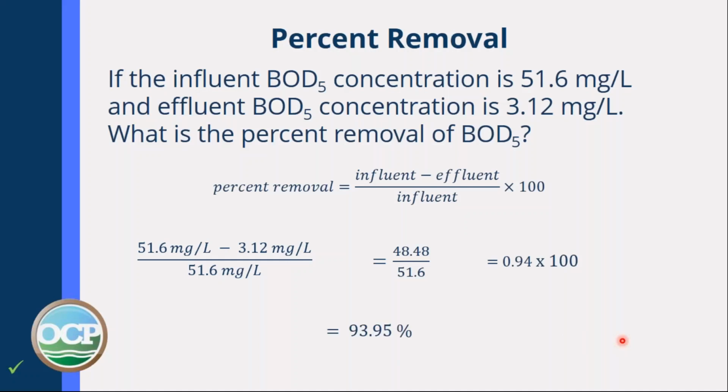We get 93.95% removal. So for this example, we have removed greater than 85% of the BOD. We're looking good.